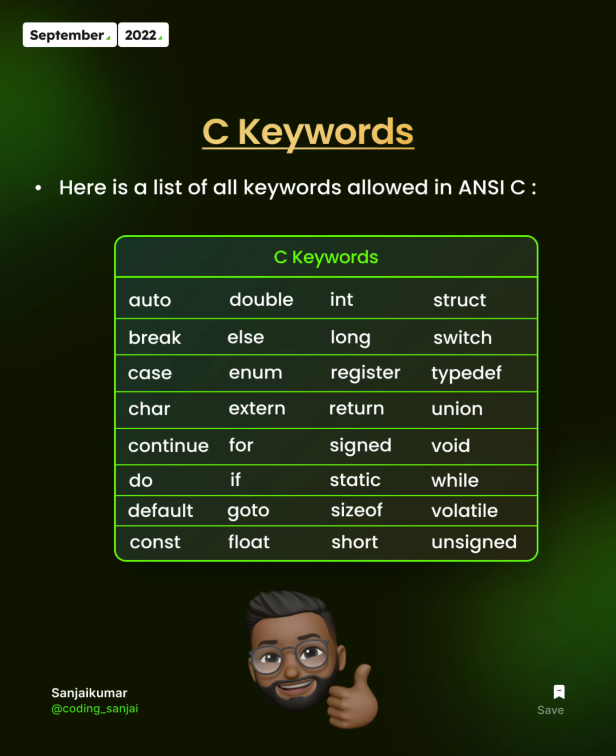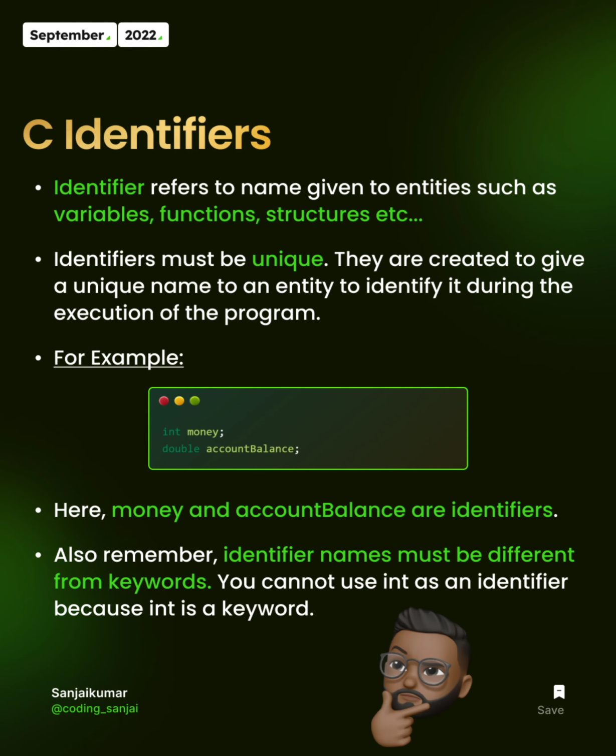C keywords. Here is a list of all keywords allowed in C language. auto, double, int, struct, break, else, long, switch, case, enum, register, typedef, char, extern, return, union, continue, for, signed, void, do, if, static, while, default, goto, sizeof, volatile, const, float, short, unsigned.